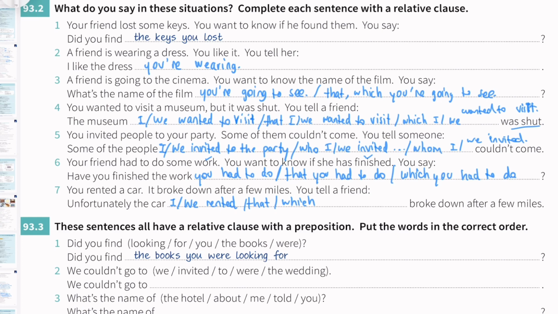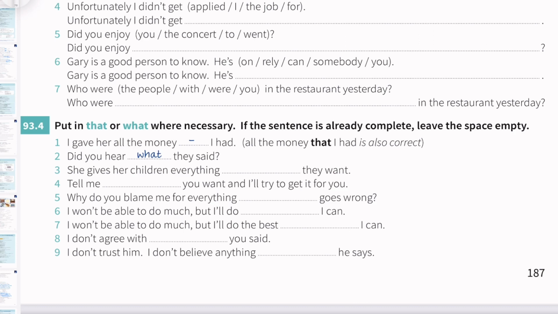So it's quite easy. As we just learned, when who, that, which is the object, we can leave it out. We don't need to mention it. So it can be easier and shorter when we communicate. Now let's have a look at the exercise.